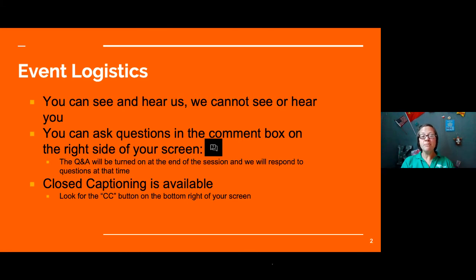Just a few logistics before we get into the presentation. You can see and hear us, but we cannot see or hear you. You will be able to ask questions. On the right side of your screen, there should be a comment box that looks like two conversation bubbles. So you can submit a question and we will go through questions at the end of the session.